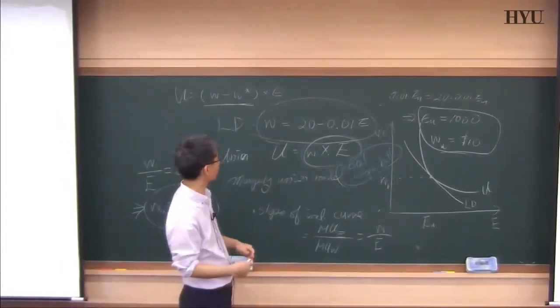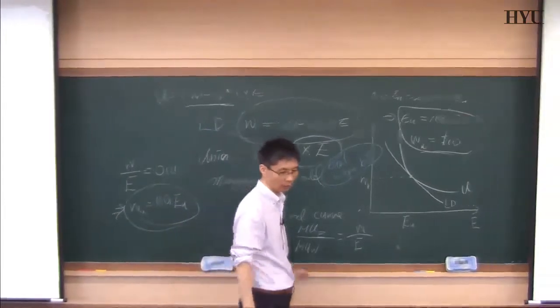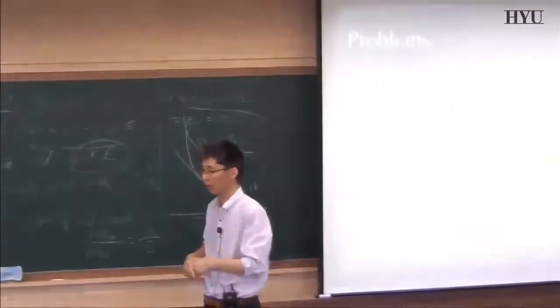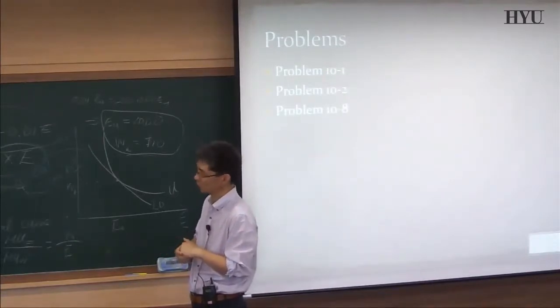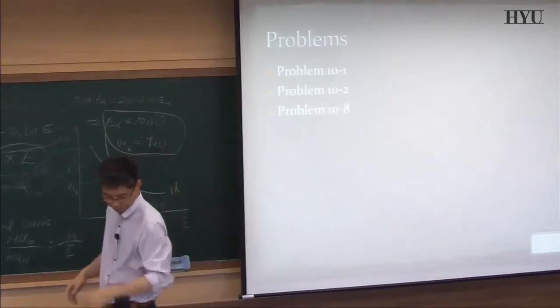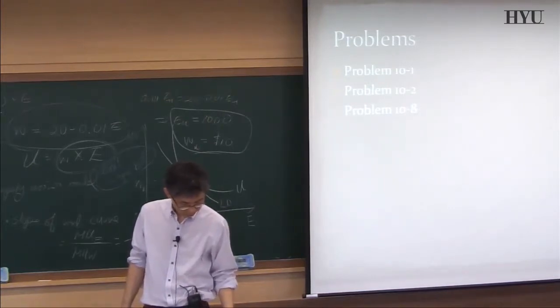So these are different possible candidates for the union's utility function. That is 10-1 and 10-2. Try 10-8 as well. 10-8 is actually a very simple question about elasticity.